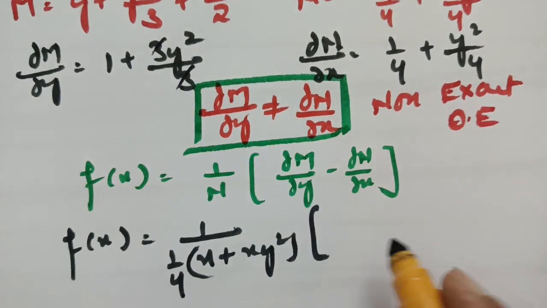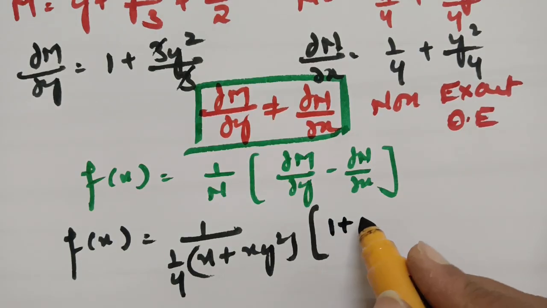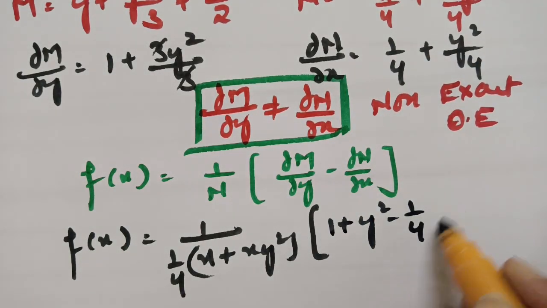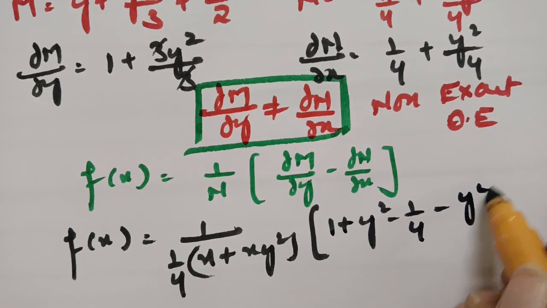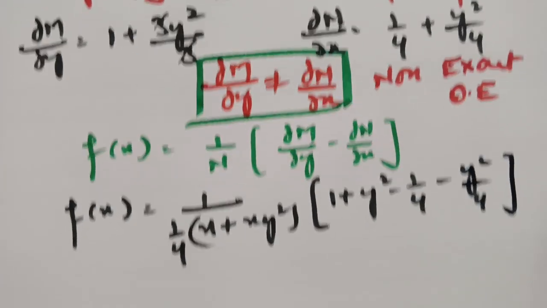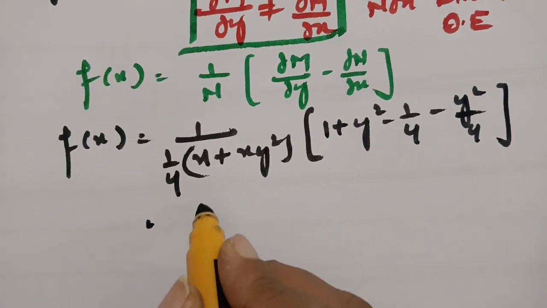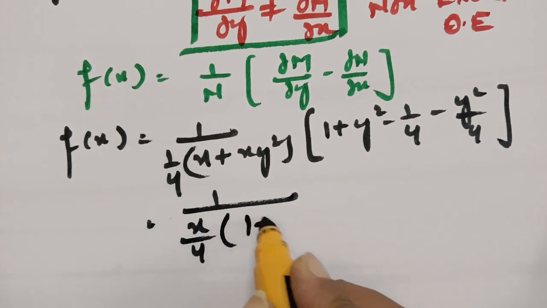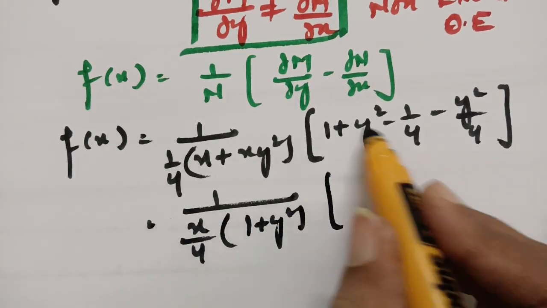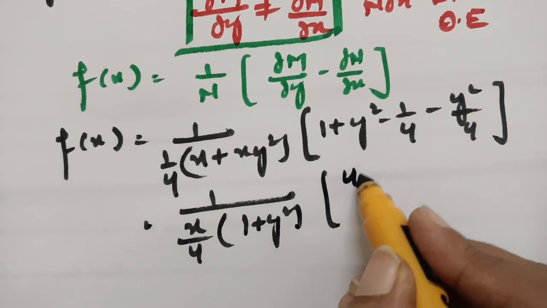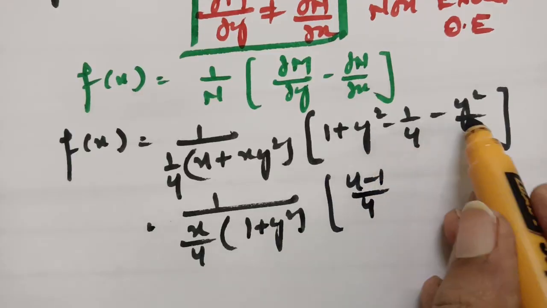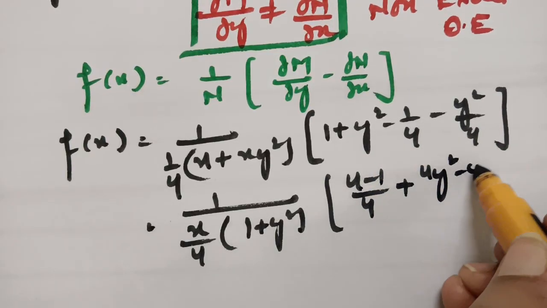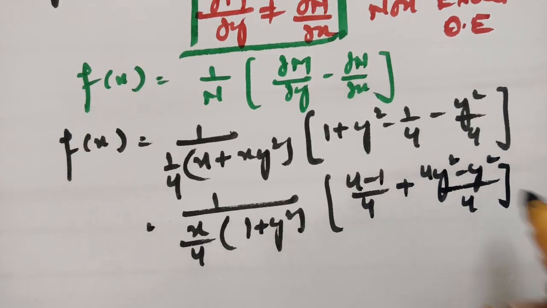As if I cancel this one, this is 1 plus y square. And what is ∂N/∂x? This is minus 1 by y minus y square by 4. The value here is, if you consider x common, x by 4 times 1 plus y square. So this value constants, this is 4 minus 1 by 4. So here if you consider 4 as an LCM, this is 4y square minus y square by 4.